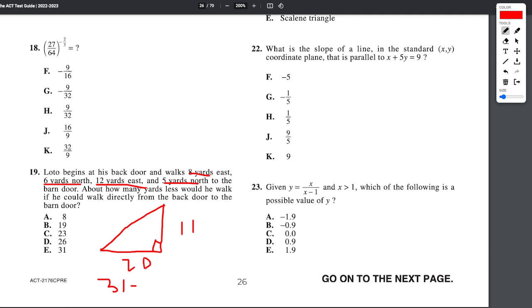Okay, so what is this? If you remember how to find the hypotenuse, it will be 20 squared plus 11 squared, and then we'll take the square root of that. So the square root of 521, which is 22.825. So you can do 31 minus 22.825. So let's do 31 minus that. And we get 8.17. About 8.